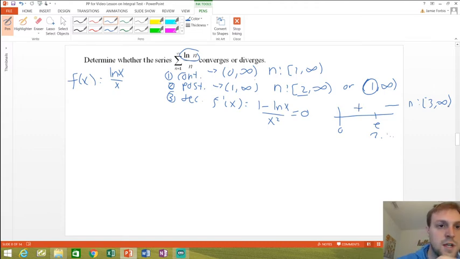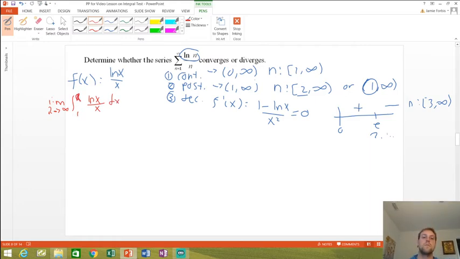Okay, so let's see how it looks. I'm going to say we're doing the integral, the limit as r approaches infinity of the integral from 1 to r of ln of x over x dx. In order to integrate that, we can do u substitution. We can say u is equal to ln of x and du is equal to 1 over x dx. Substitute that in, and we're left with just the integral of u.